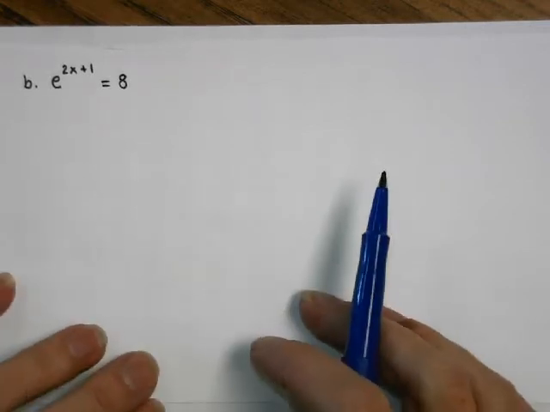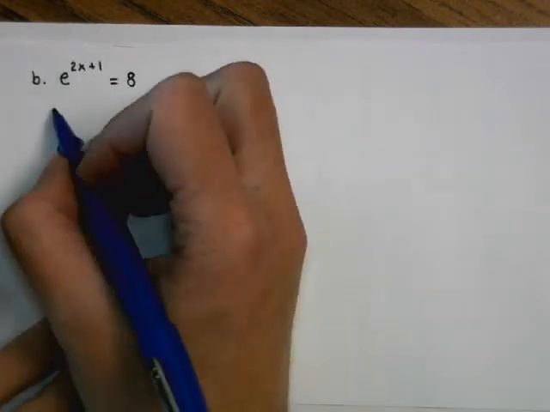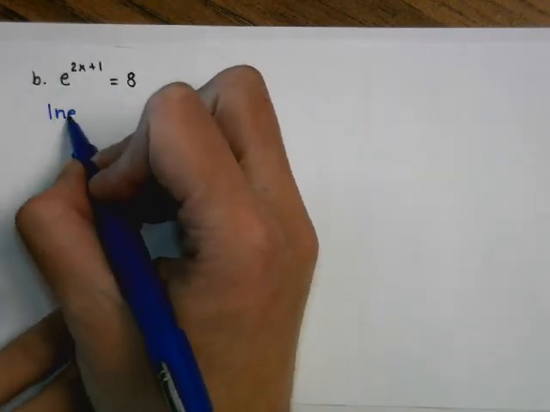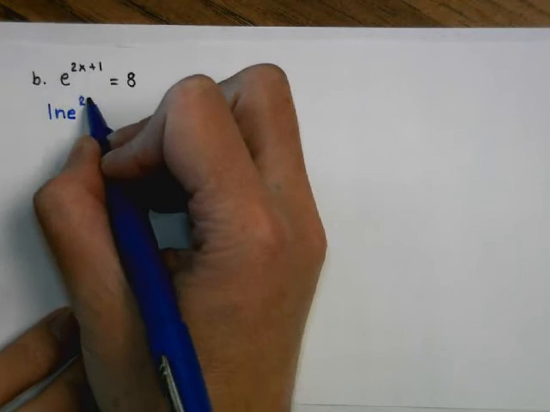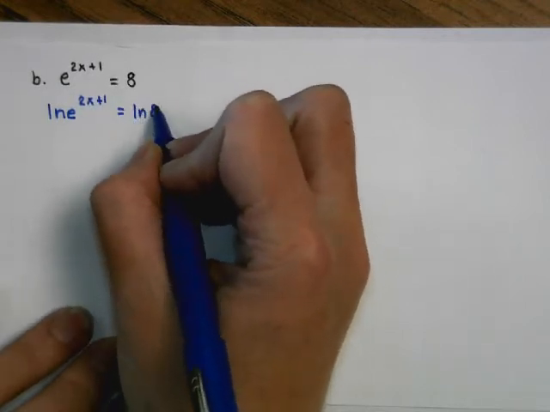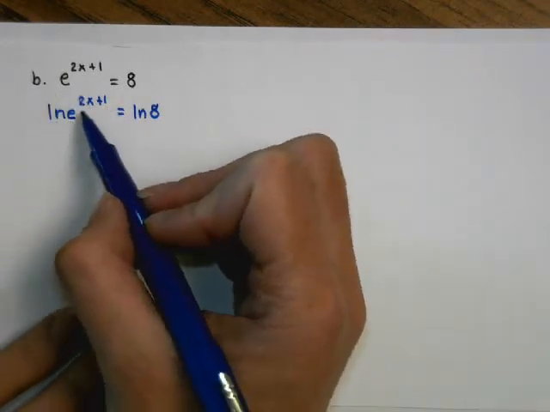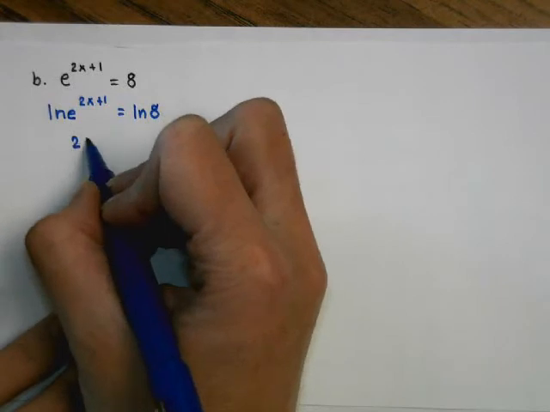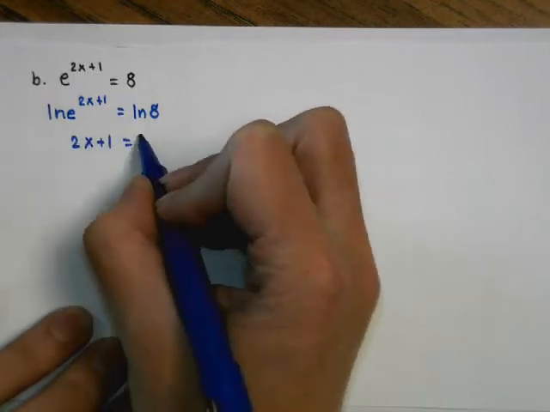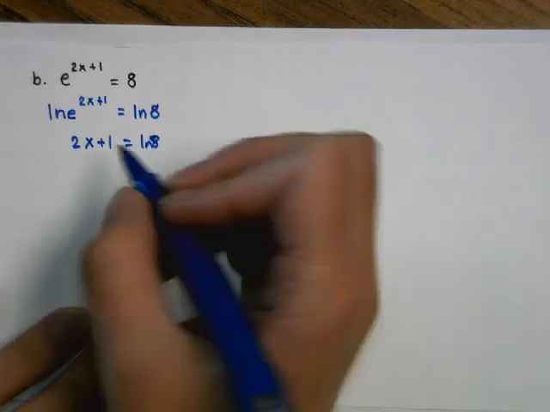Next example, e to the 2x plus 1 is equal to 8. Again, to get the exponent from being an exponent, I'm going to take the log. This one, taking the natural log, is the natural choice. So we take the log of both sides. On this side of the equation, natural log of e to the 2x plus 1 is just 2x plus 1. So then we solve for x.